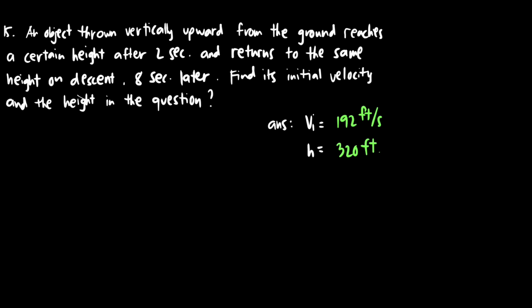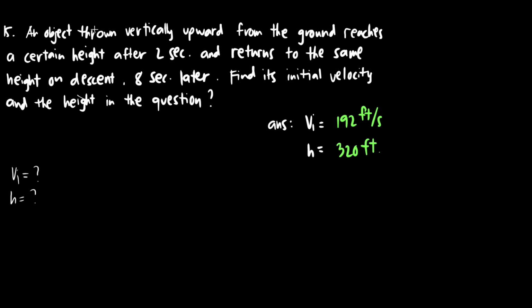So let's proceed to number 15. An object thrown vertically upward from the ground reaches a certain height after 2 seconds and returns to the same height on descent 8 seconds later. Find its initial velocity and the height in the question. So we are tasked to find the initial velocity, v initial, and the height.